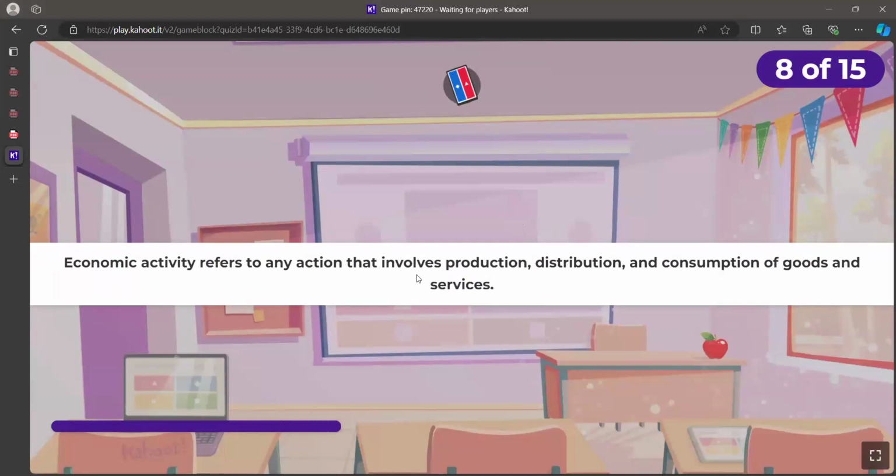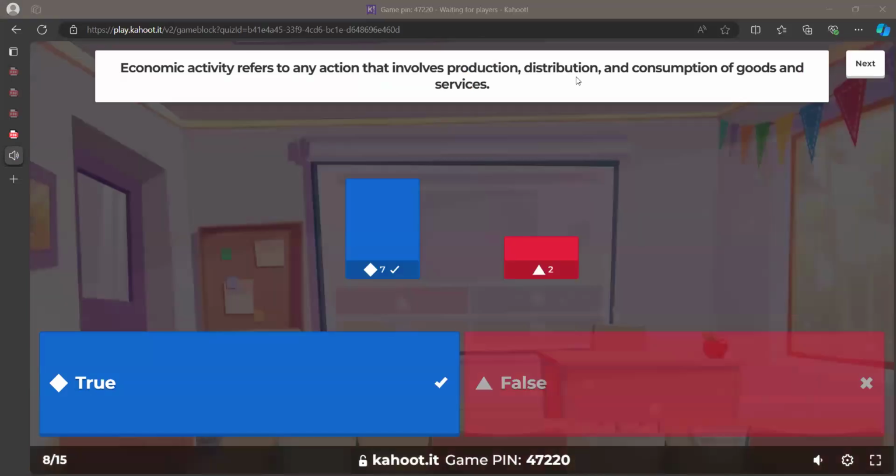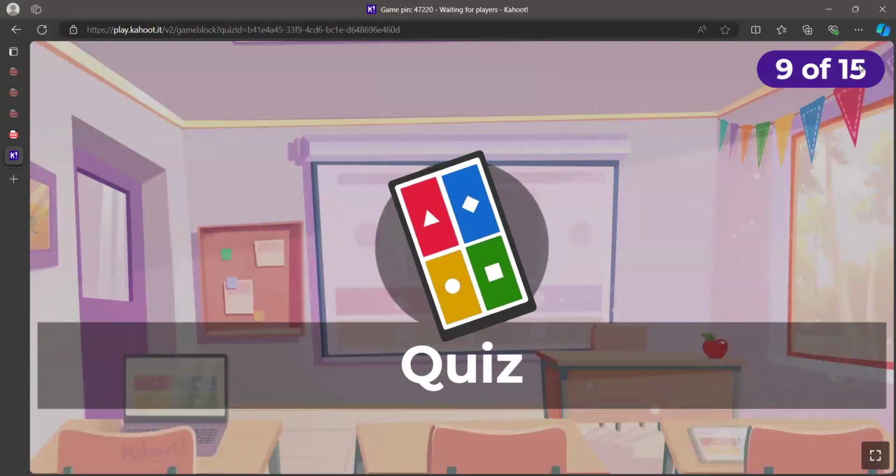Economic activity refers to any action that involves production, distribution, and consumption of goods and services. Very first class. We'll see whether you all can remember. False. True, it's true, Fatima. Good. Next one. Okay, Hajar is on the play. All right. Next one, we'll see.